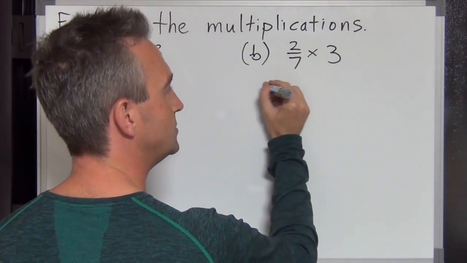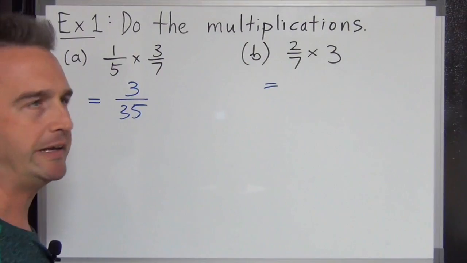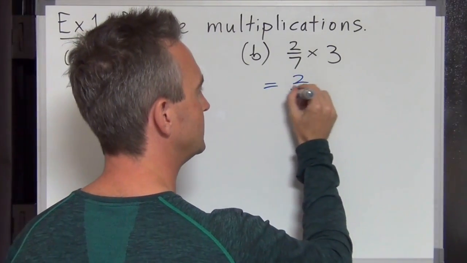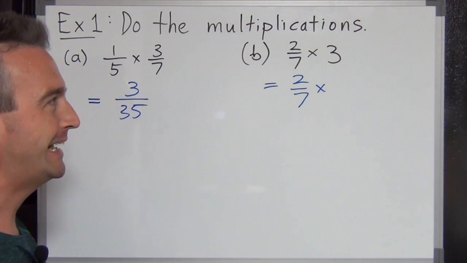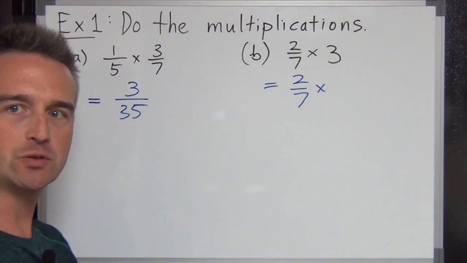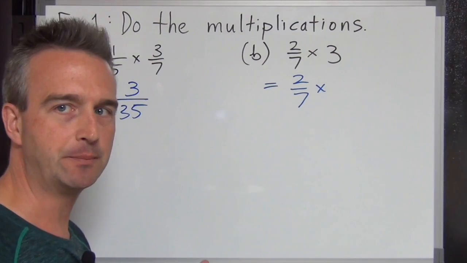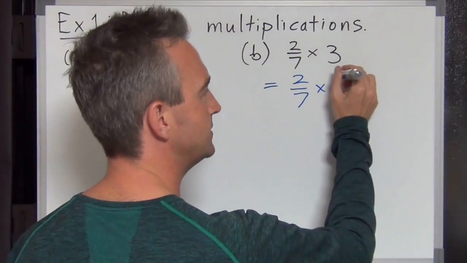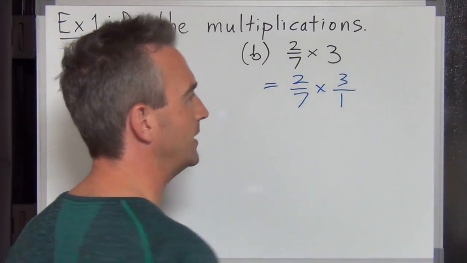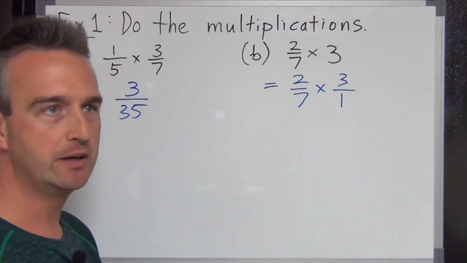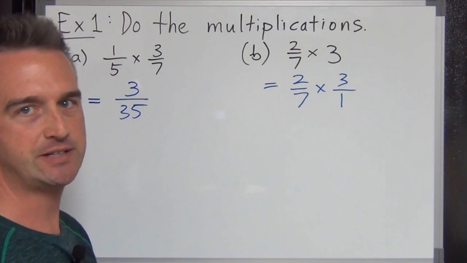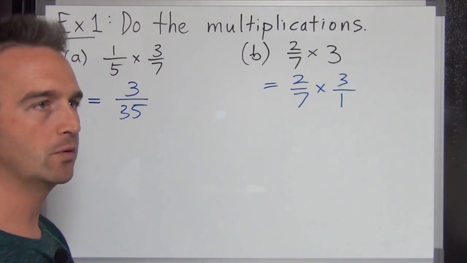Let's do another one. This time, 2/7 times 3. 2 over 7 times 3. For 3, we need a numerator and a denominator. Whenever you have just a regular whole counting number, you write it as that number over 1. Okay, so 3 just turns into 3 over 1. If it was a 10, we're going to make it 10 over 1, so on and so forth.